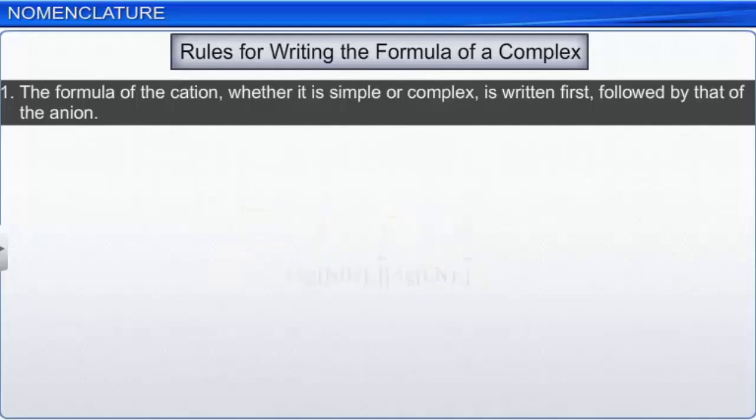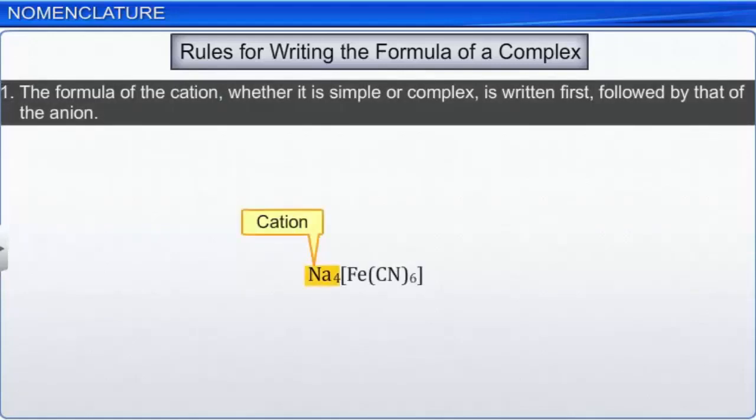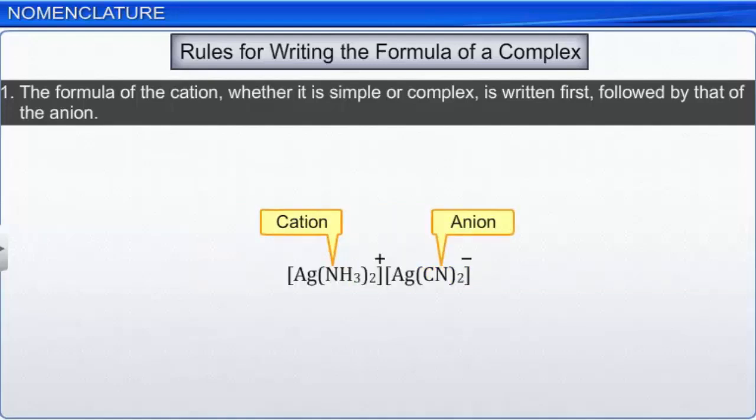So let us see the next example. See here, the cationic part is a complex cation and the anionic part is also a complex anion. So a complex cation and a complex anion are found in this given complex. Diamino silver is the cation. It is a complex cation. Dicyanide is a complex anion. So first write the cationic part, the complex cation, then followed by the complex anion.